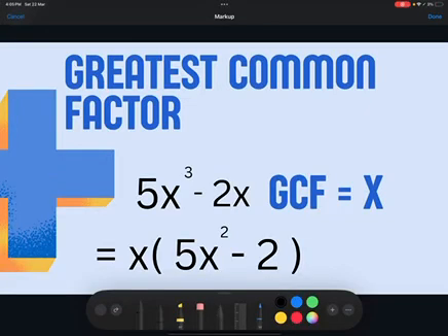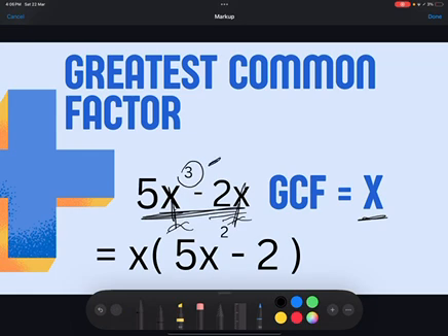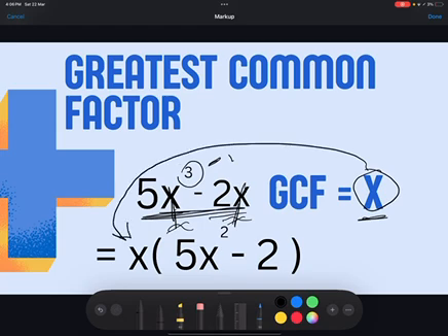Greatest common factor. The example is 5x to the power 3 minus 2x. How do we solve this? First, we find the greatest common factor in this equation, which is x, and we divide x by both terms. So here the x will cancel, and then here x will cancel, but it's to the power of 3. So we will just subtract 1x. So we'll bring the greatest common factor all the way here.